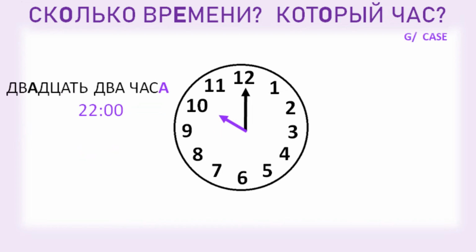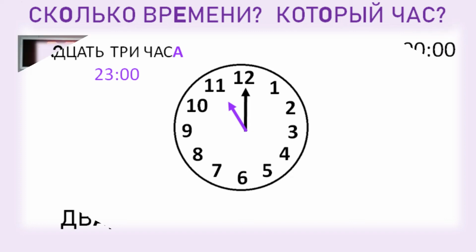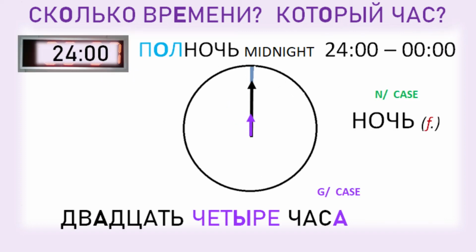22 часа, 2200 hours, 23 часа, 2300 hours, 24 часа, 2400 hours, полночь, midnight. Пол means half.